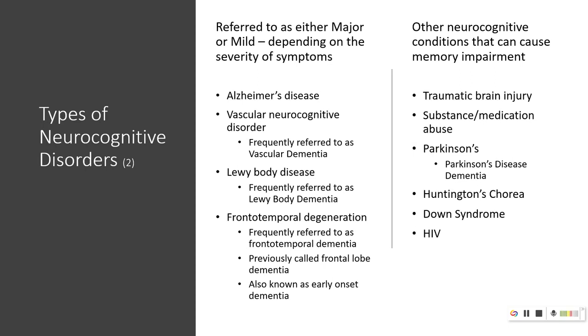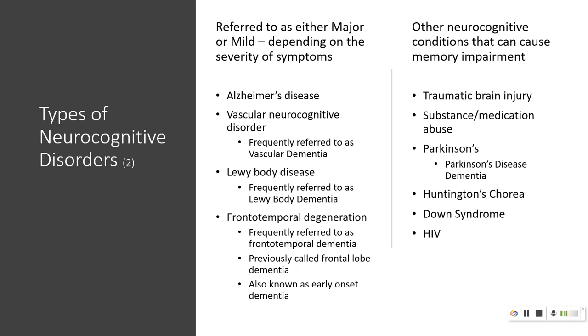The other neurocognitive disorders that can cause memory impairment include traumatic brain injury. We're not going to talk a lot about that, but just know that in the Native American population, there is a higher incidence of traumatic brain injury. If the traumatic brain injury does occur at a younger age, that can be a precursor to somebody developing some type of dementia. There's also substance medication abuse that can cause memory impairment.